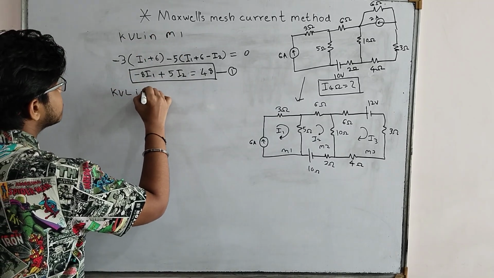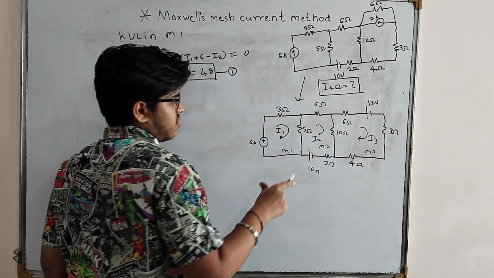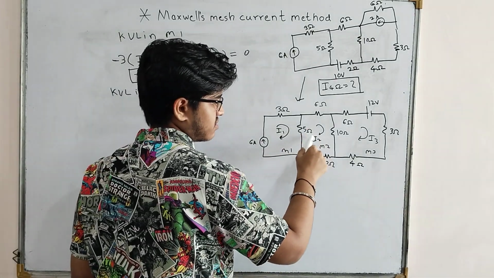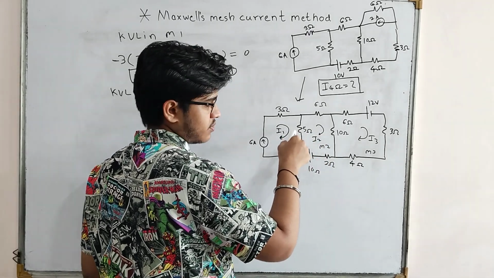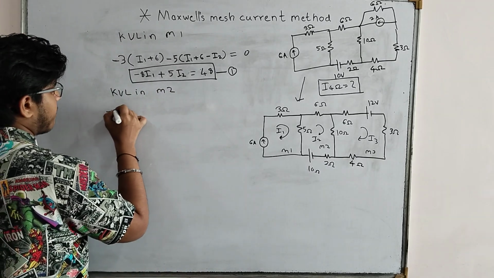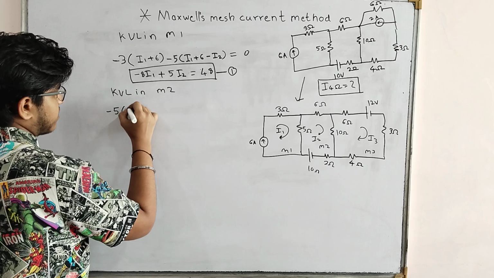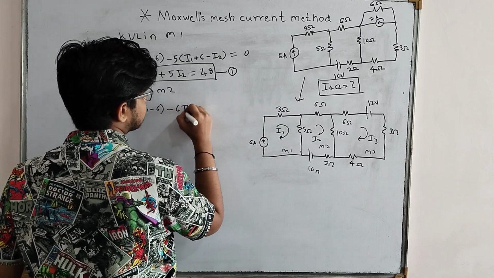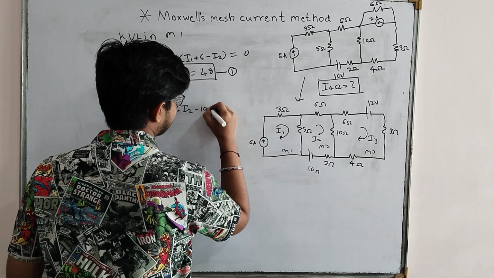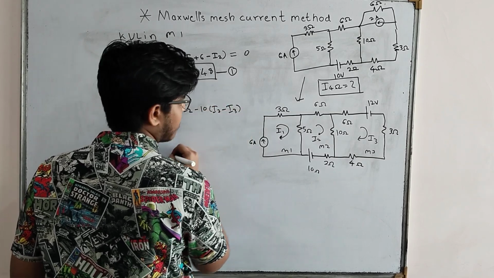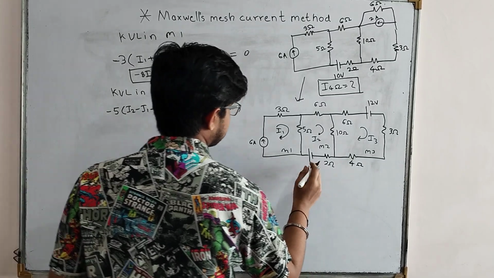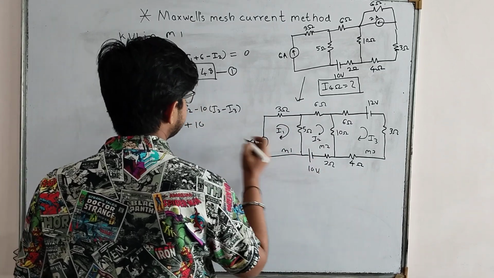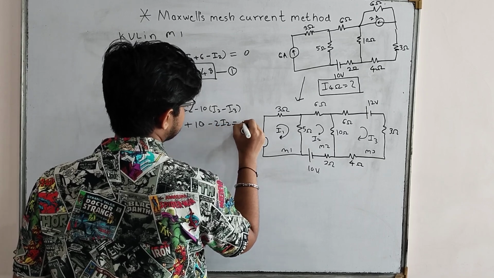Now KVL in mesh 2. Again through 5 ohm, my 6 amps as well as I1 is flowing, but now here my loop direction is this one, that is clockwise, and for 5 ohm these terms turn out to be opposite. Okay, so I will just write the equation: minus 5, always minus sign outside, and this will be I2 minus I1 minus 6. Now current through 6 ohm will be minus 6 times I2, and through 10 ohm will be minus 10 times I2 minus I3, and through 10 volts, this is in direction with the loop direction, so it will be plus 10, and through 2 ohm it will be minus 2 times I2, which is 0.